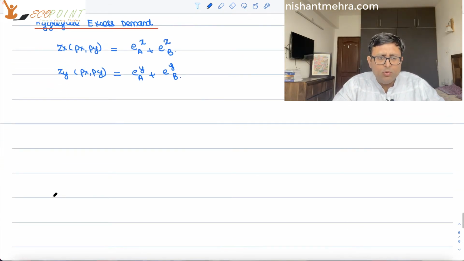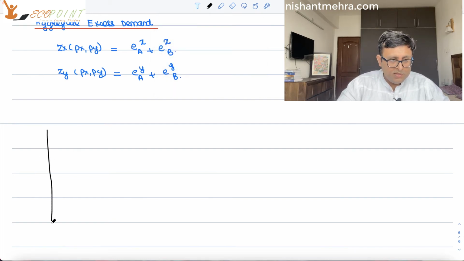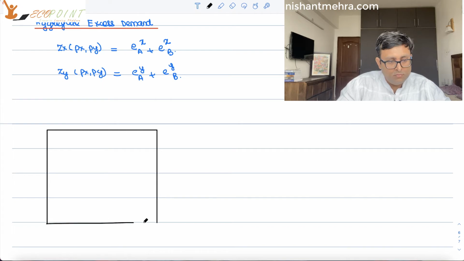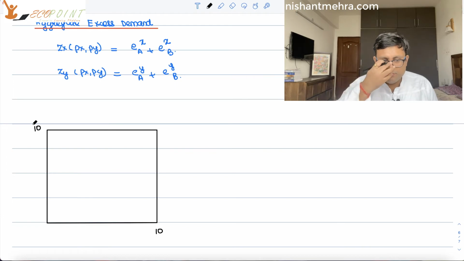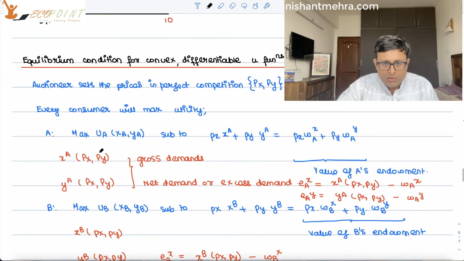Now let us try to understand how equilibrium comes in this market. This is interesting. You will like it. So just assume we have 10 units of X here and 10 units of Y here, right? One more thing, I hope you understand this.